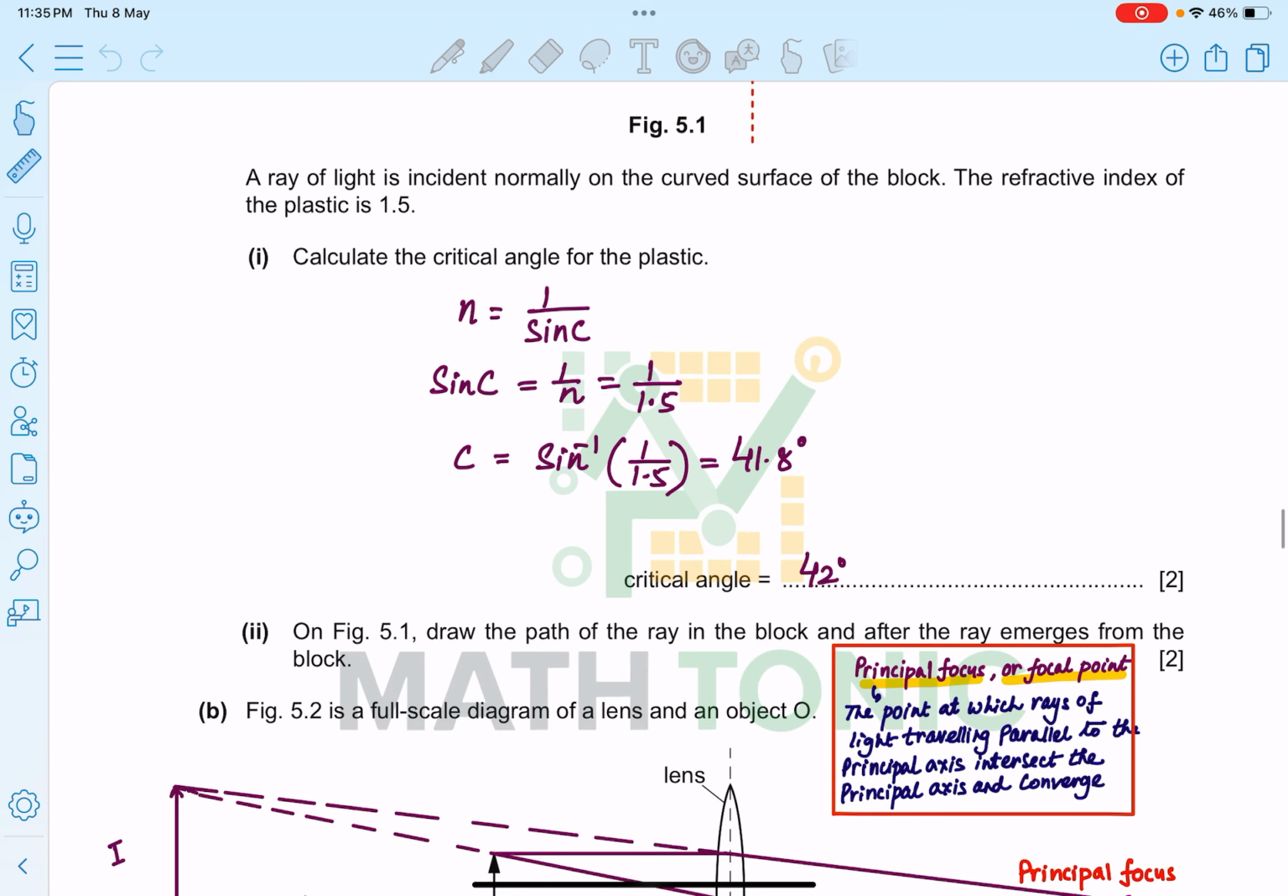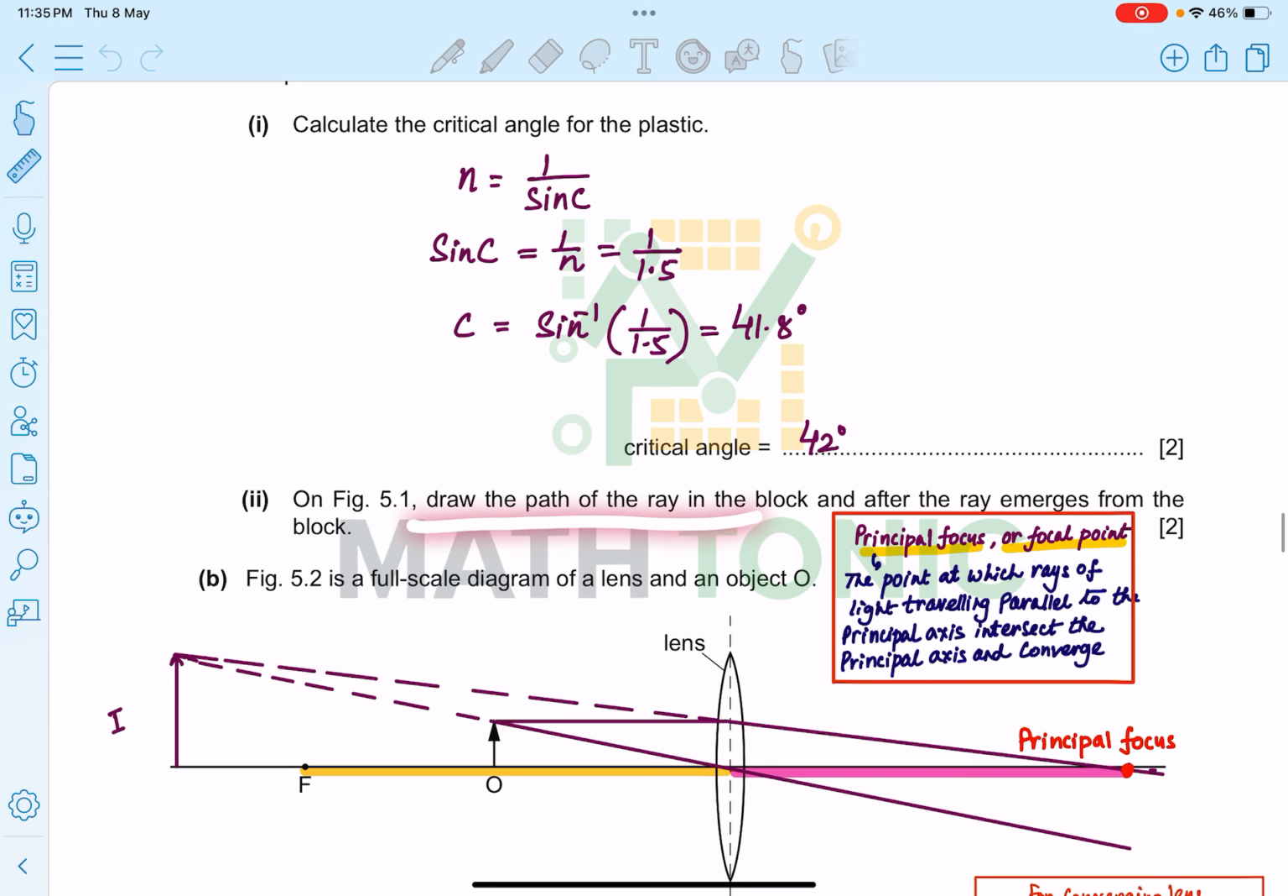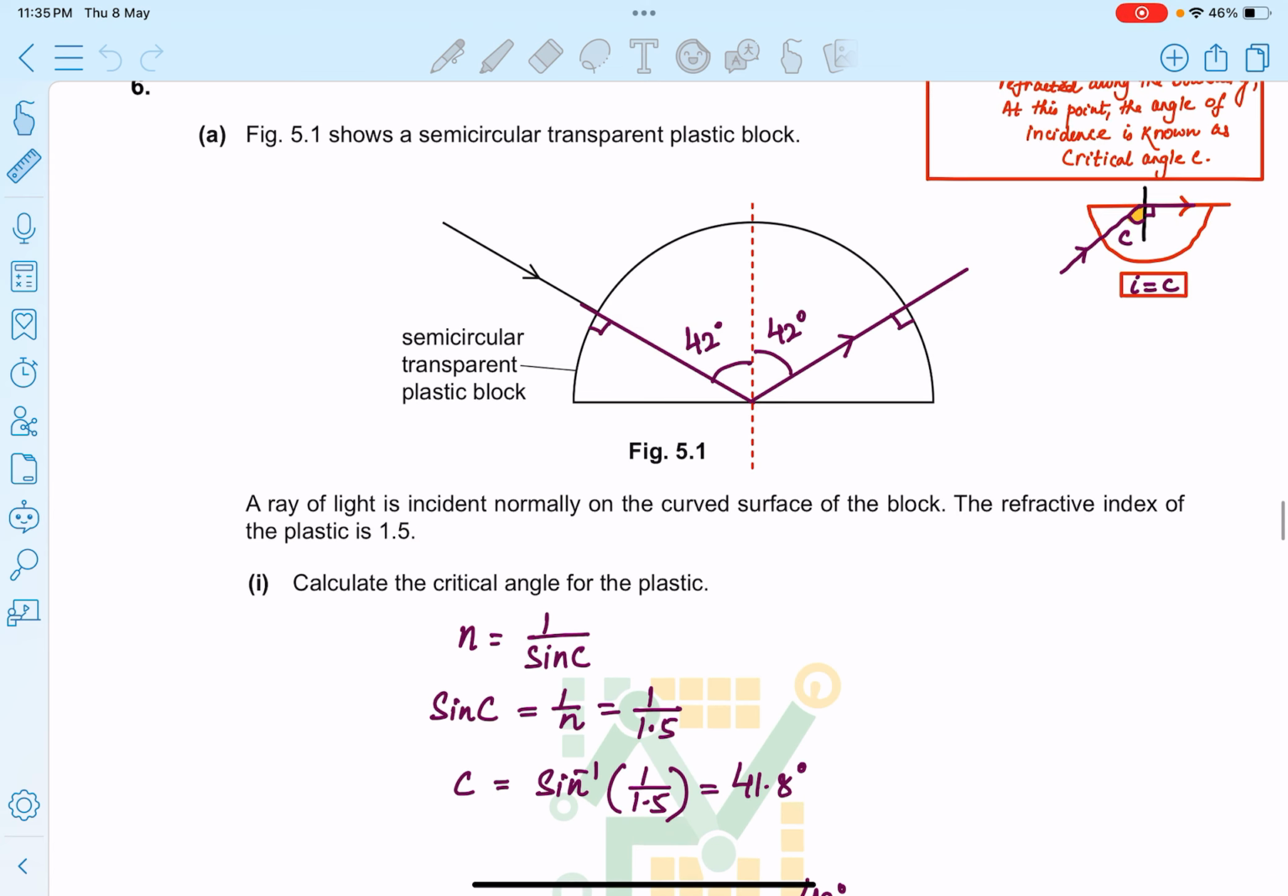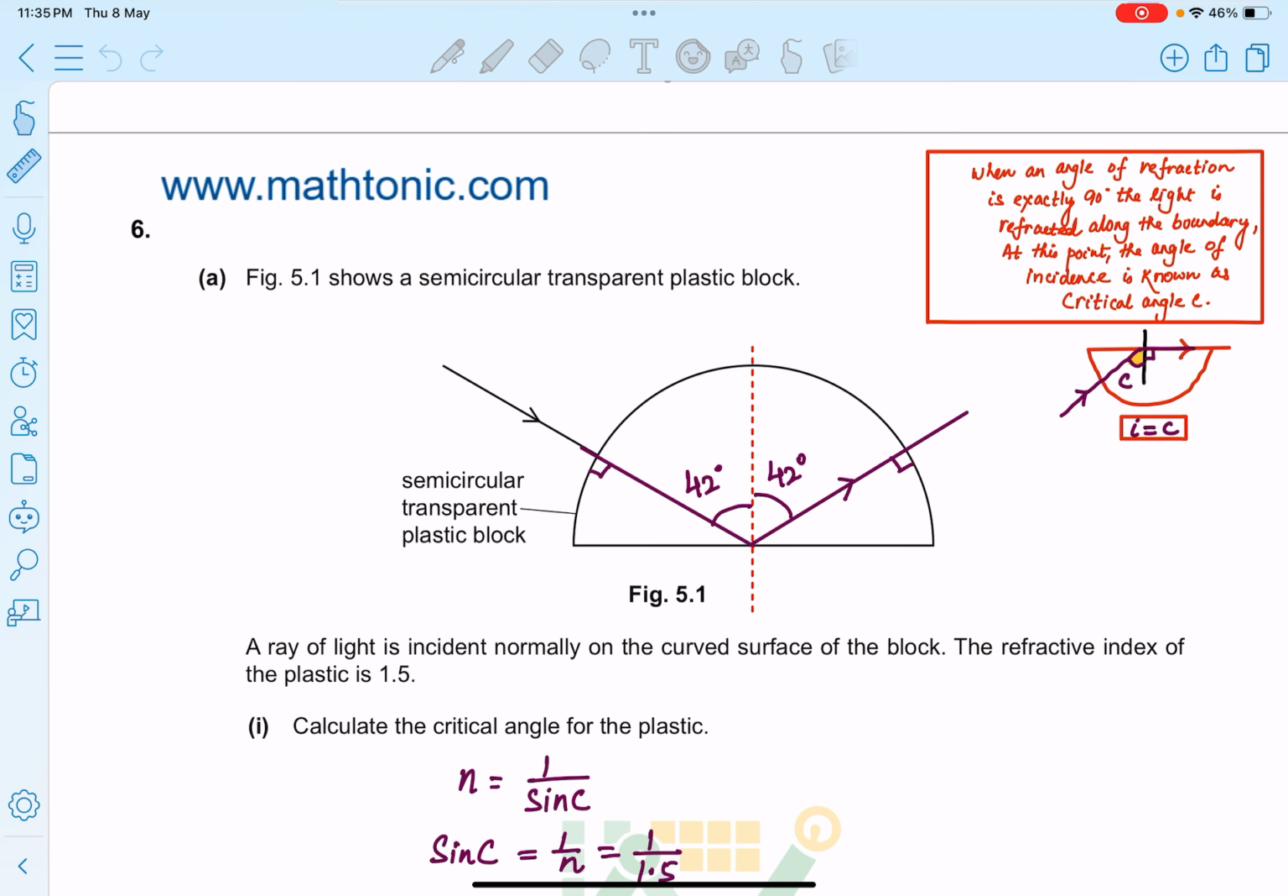This part is okay. Next, draw the path of the ray in the block and after the ray emerges from the block. We need to draw this, remember. As I told you already, this will be creating 90 degrees here, you can see, this is the normal, and it will be reflected back. And remember, these two critical angles will be exactly the same. If this is 42, this angle will also be 42, and the ray goes out perpendicular at this point.